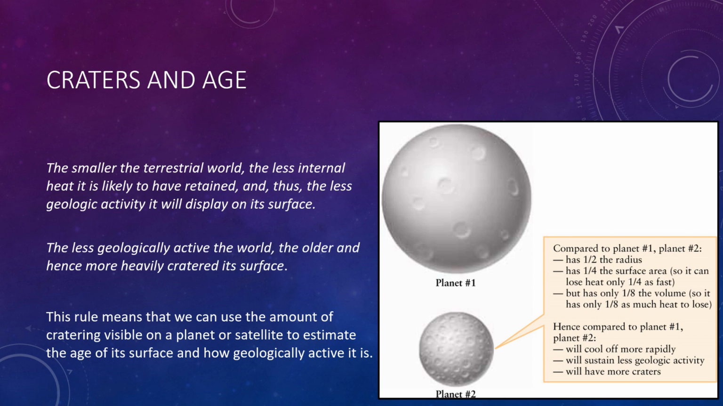As a result, the less geologically active the world, the older and hence more heavily cratered its surface will be. This rule means that we can use the amount of cratering visible on a planet or satellite to estimate the age of its surface and how geologically active it is. So this is very important. We can actually date the ages of our planets to some extent simply using cratering.